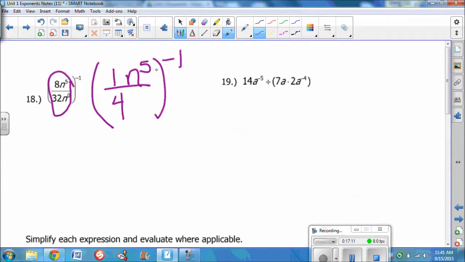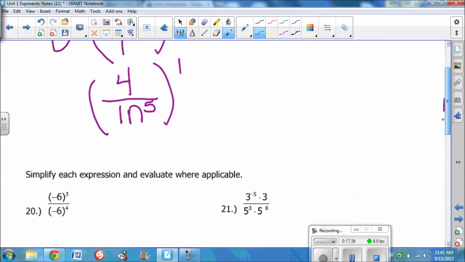How do I flip that whole fraction over? What does the top become if I turn this fraction upside down? 4 goes on top. 1n to the 5th goes on the bottom. Now, once I flipped it over, my exponent becomes positive. Positive 1, because I flipped it over. Okay?